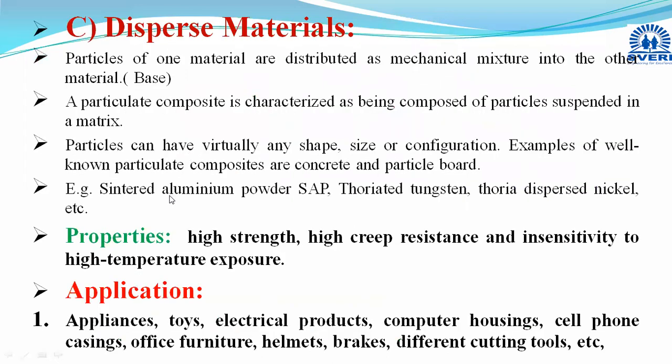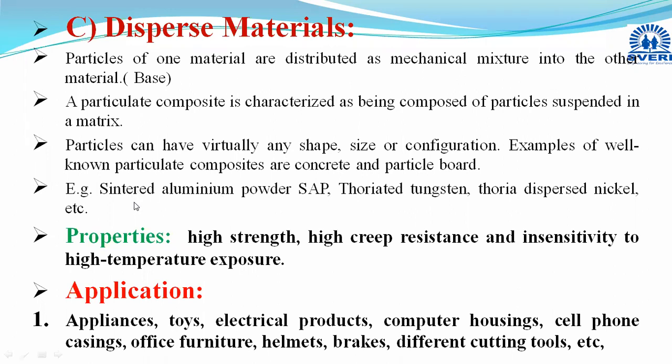Whichever particles we are adding as dispersion, depending on its shape, size and configuration, we will get different properties. For example, this particle or dispersed composite material is sintered aluminum powder. In this sintered aluminum powder, aluminum material will be the base, and aluminum oxide, that is Al2O3, particles will be introduced in that aluminum.